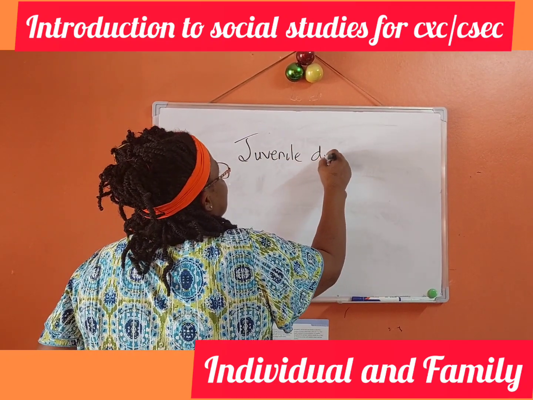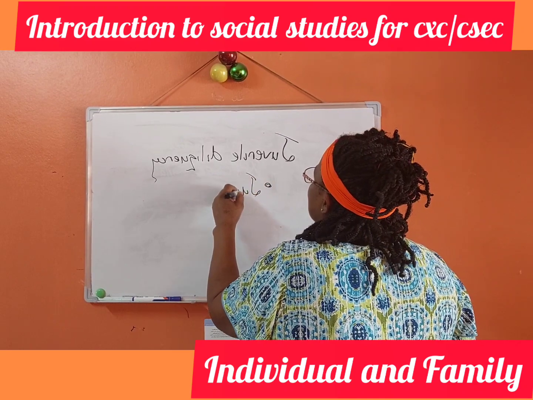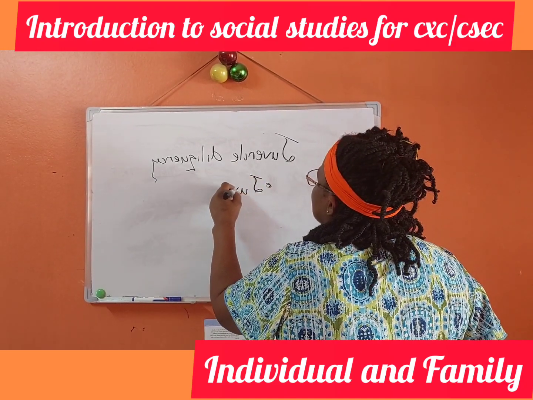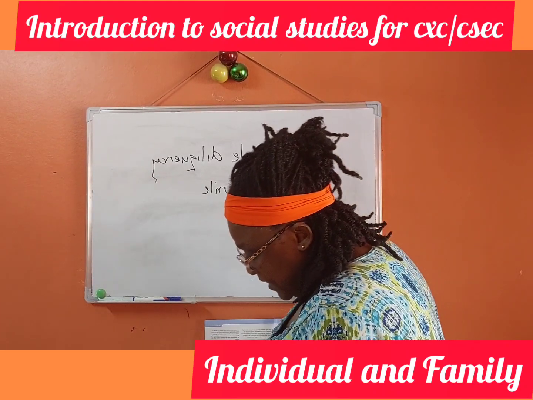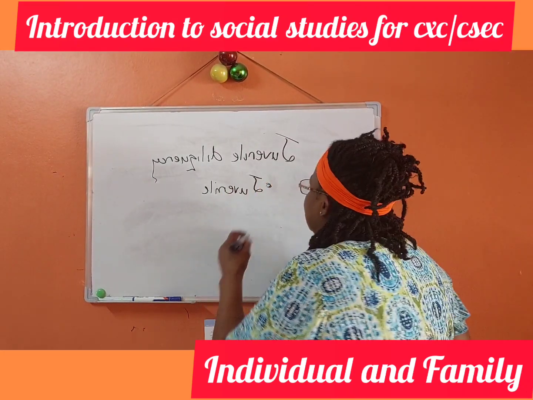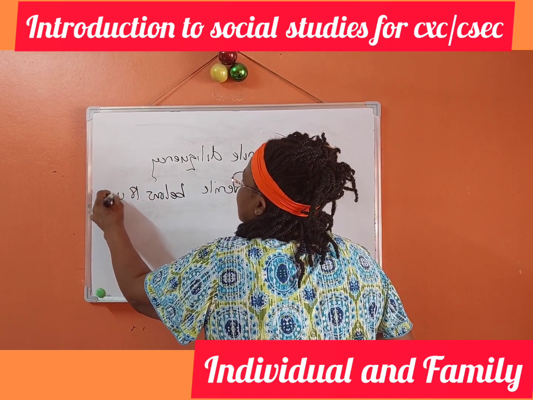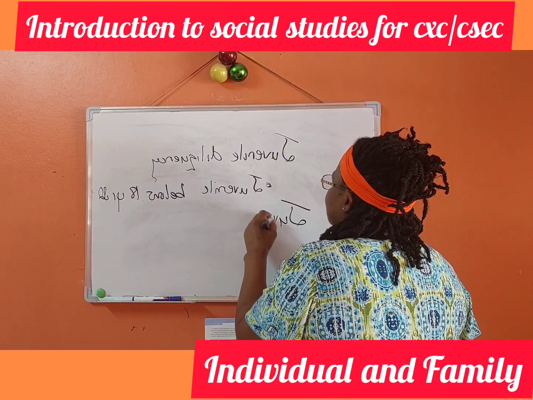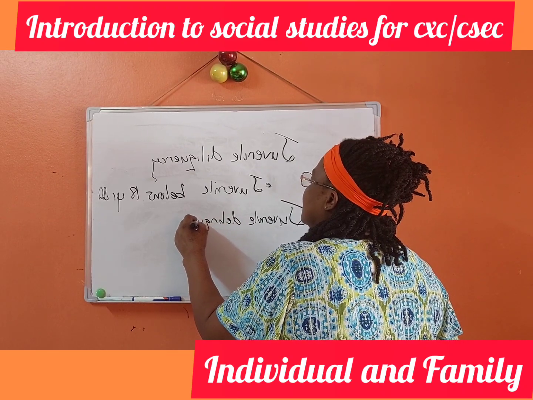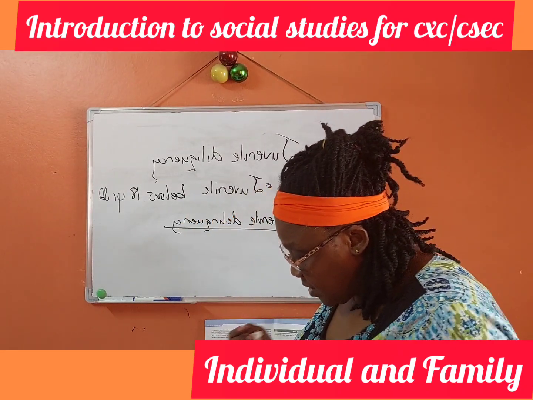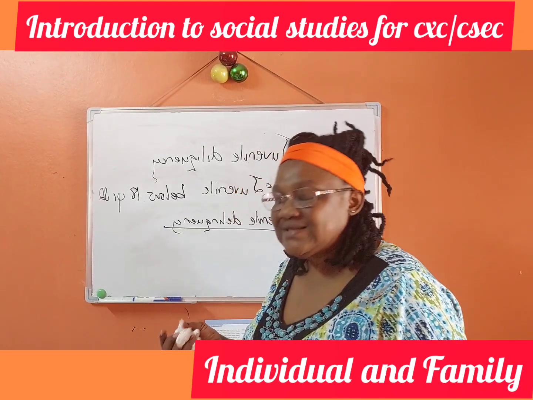Juvenile delinquency. First, we have to establish what we mean by the term juvenile. All right? So a juvenile is defined as an individual who is under the age of 18 years old. And when we speak of juvenile delinquency, what are we really talking about? Juvenile delinquents are persons who are under the age of 18 years old and who are engaged in negative activities. So you are under 18 years old and you are also engaged in negative activities.